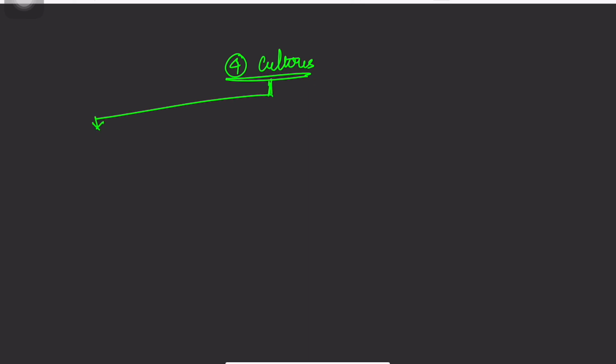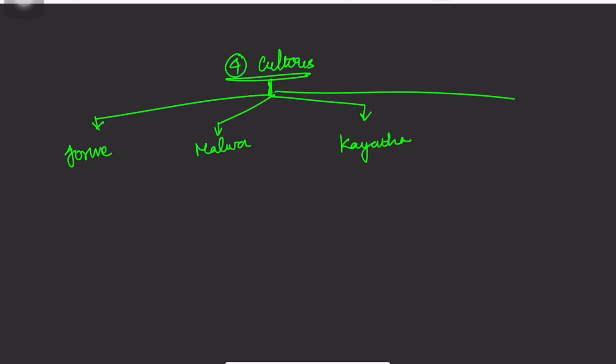First one was Jorwe, second one was Malwa, third one was Kayata, fourth one was Ahar. Okay, there is a time period for different cultures, but that is not required for you.